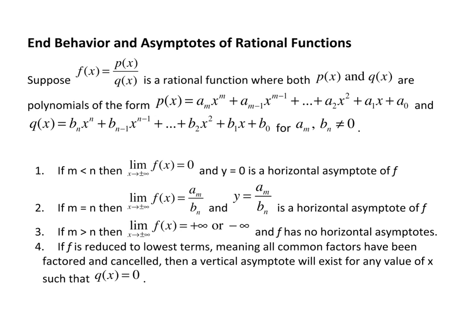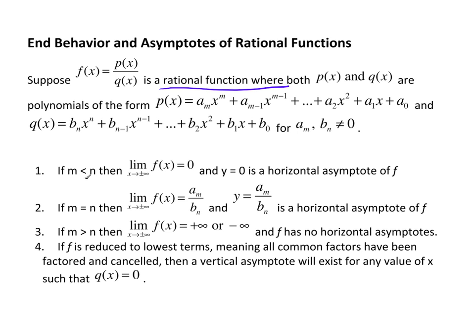So let's sum this up with some end behavior and asymptotes of rational functions. Just kind of talk about, in summary, some of the stuff that we looked at. Suppose f of x equals p of x over q of x is a rational function where both p of x and q of x are polynomials that have this form. We've looked at this form before. Both a_m and b_n are non-zero. The leading coefficients for both p and q are non-zero.